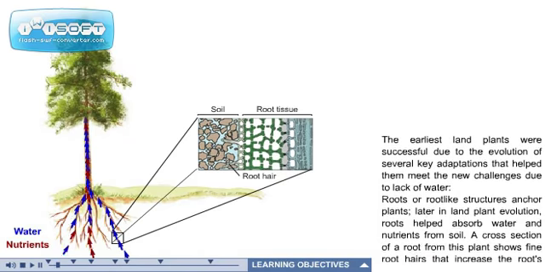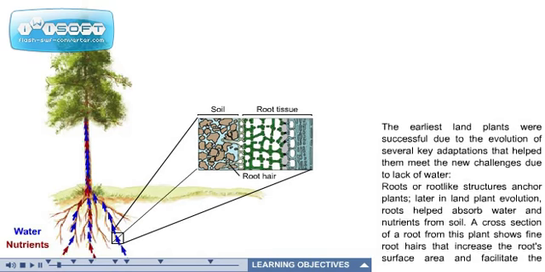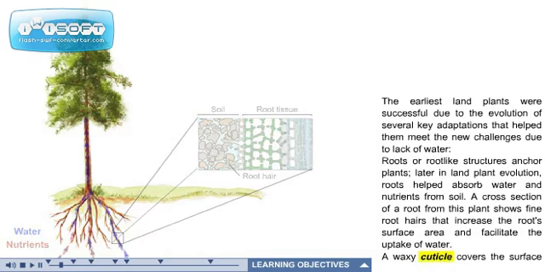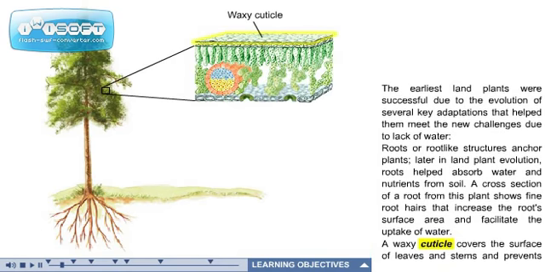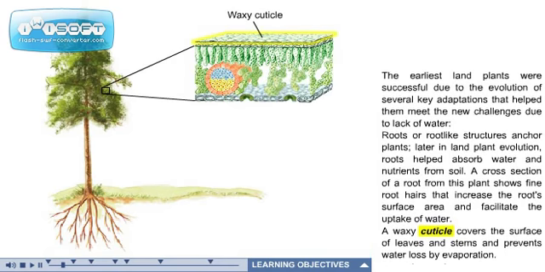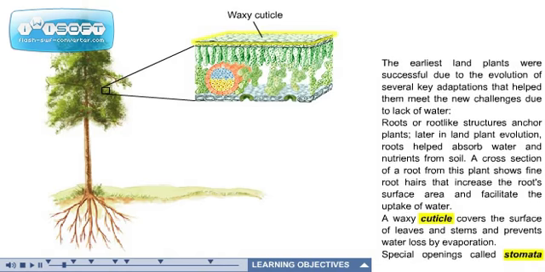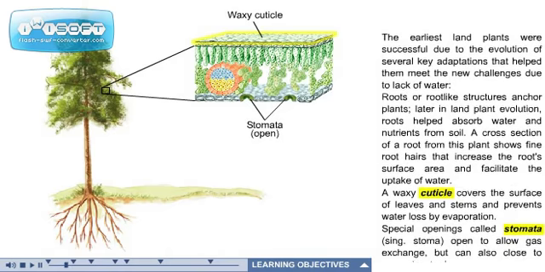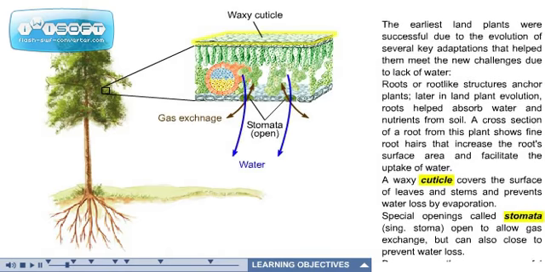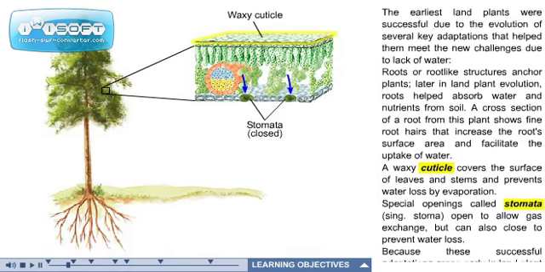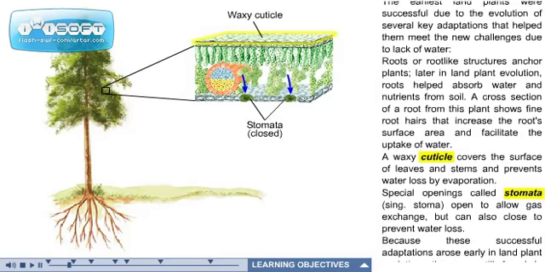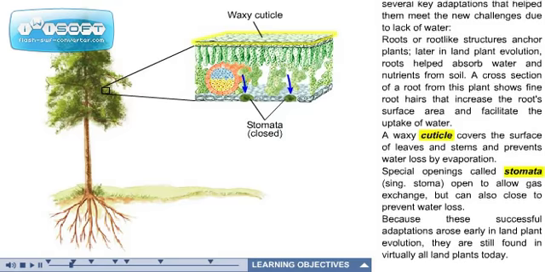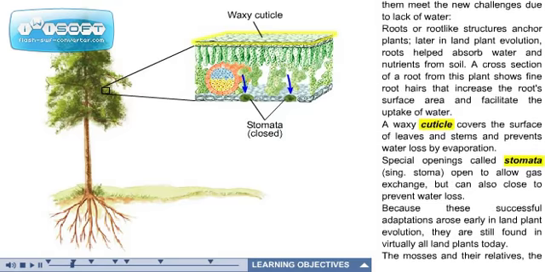A cross-section of a root from this plant shows fine root hairs that increase the root's surface area and facilitate the uptake of water. A waxy cuticle covers the surface of leaves and stems and prevents water loss by evaporation. Special openings called stomata open to allow gas exchange, but can also close to prevent water loss. Because these successful adaptations arose early in land plant evolution, they're still found in virtually all land plants today.